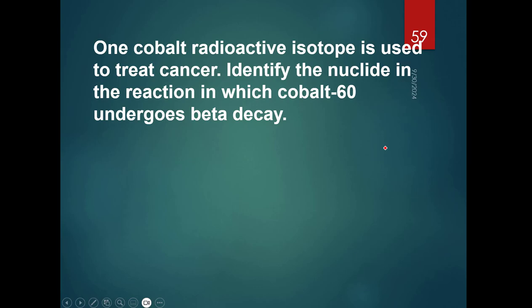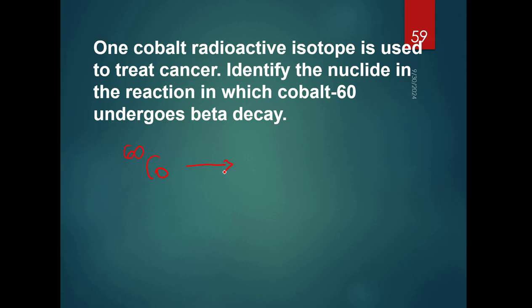So this one is a cobalt radioactive isotope, so it's Co, which is used to treat cancer. Identify the nuclide in the reaction in which cobalt 60 undergoes a beta decay.